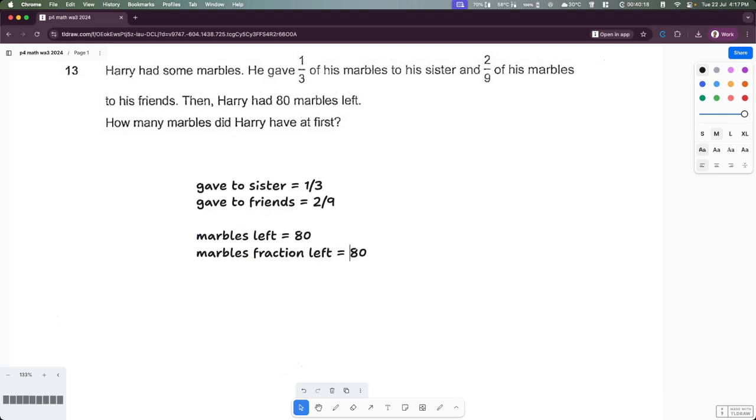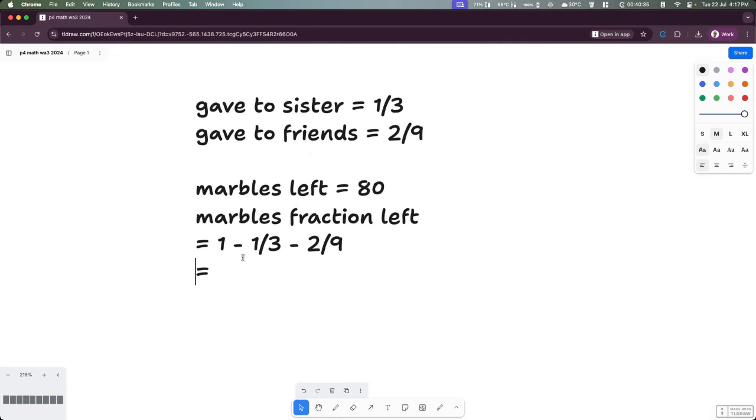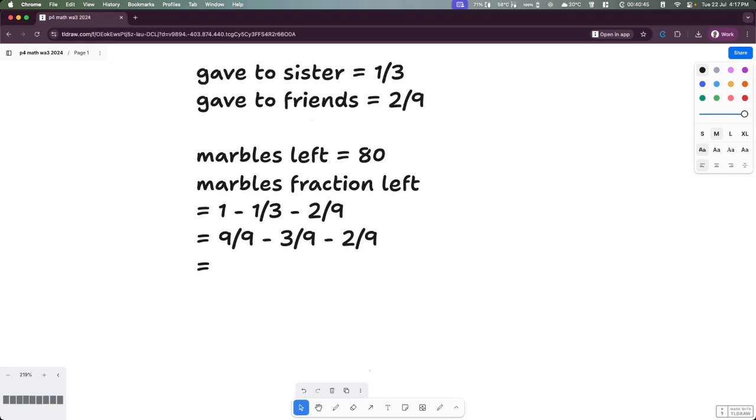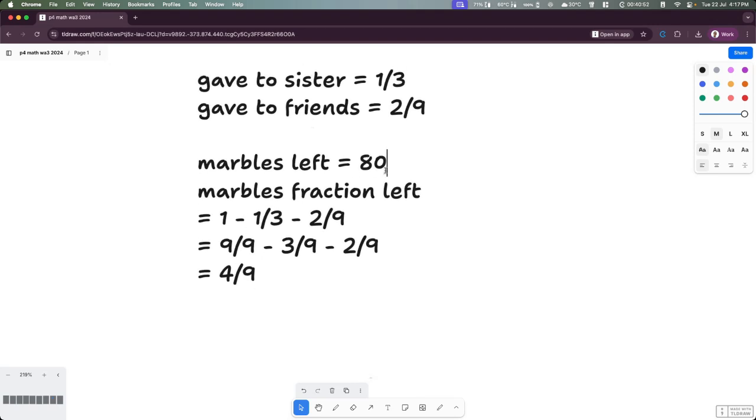Which is basically 1 minus 1/3 minus 2/9. In this case we can make it easier to work with by making the denominator 9. So 1 will be 9 over 9, minus 1/3 which is 3 over 9, minus 2 over 9. Now we are left with 9 over 9 minus 3 over 9 minus 2 over 9, so basically 4 over 9. The marbles fraction left is 4 over 9.